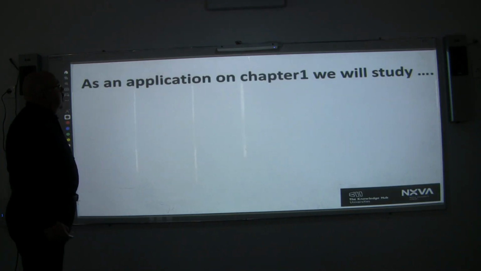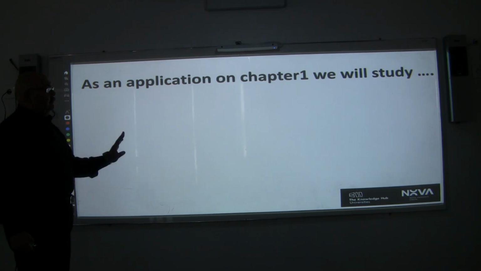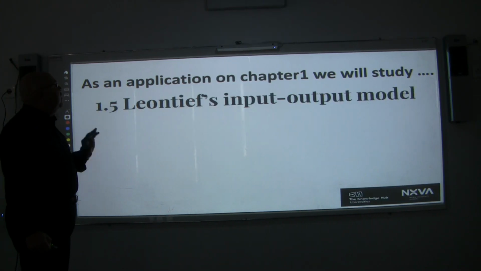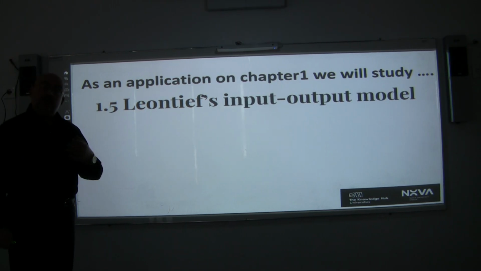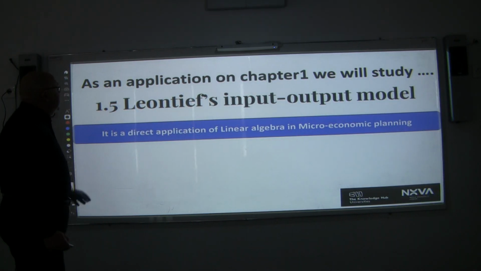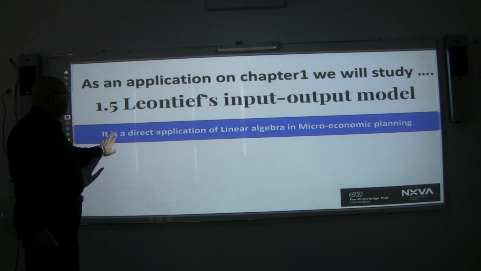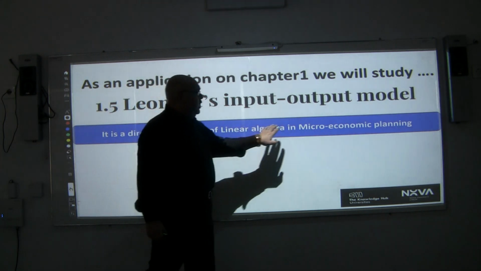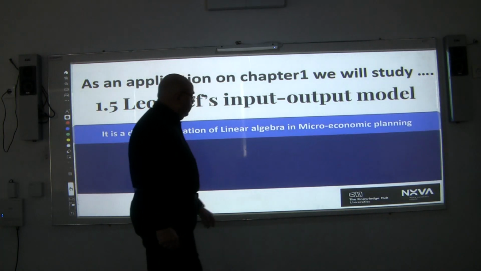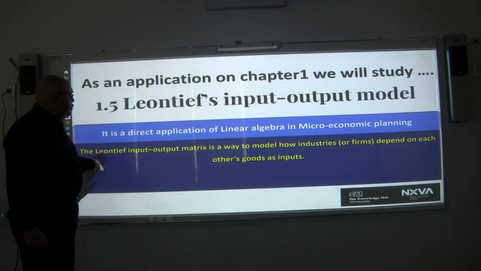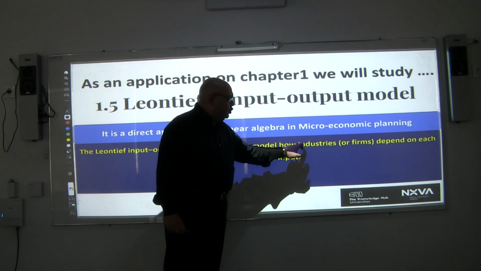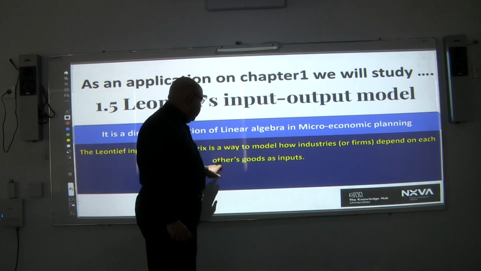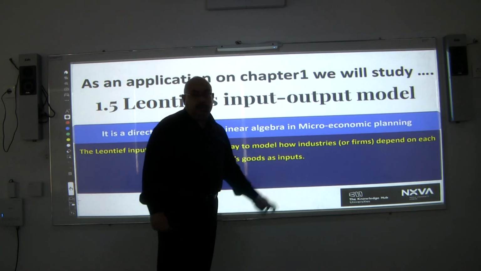Okay, done. Now, as an application in chapter 1, we will study one of the best models to explain this, which is the Leontief application. It is a direct application of linear algebra in macroeconomic planning. The Leontief input-output matrix is a way to model how industries or firms depend on each other's goods as inputs.